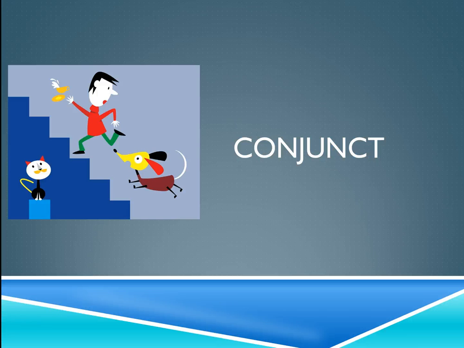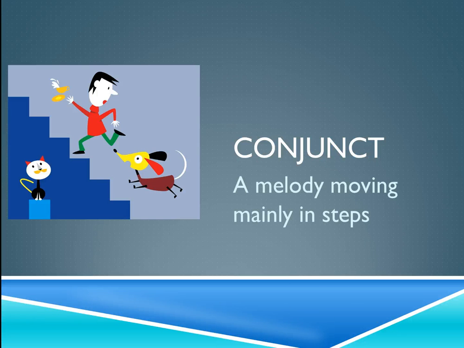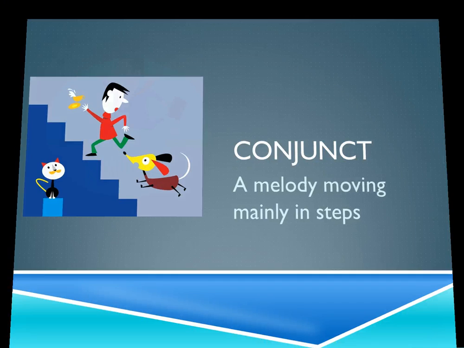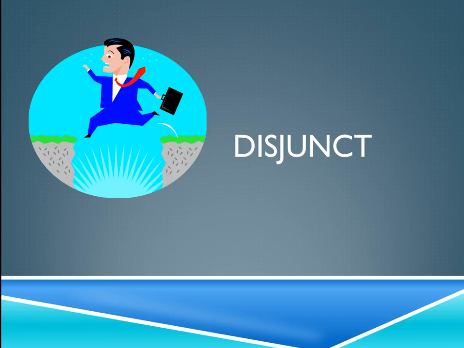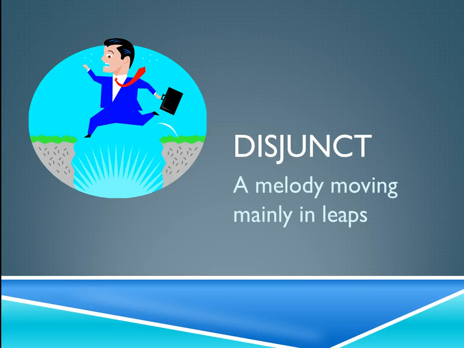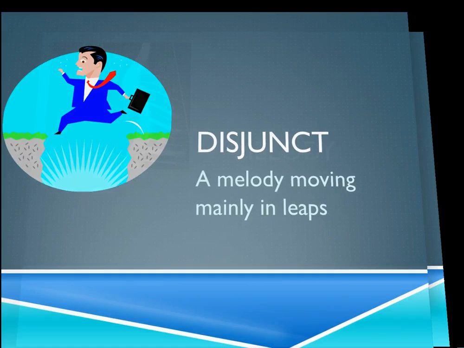Conjunct. A conjunct melody is a melody that moves in steps. In other words, that's why we've got the little staircase there. La la la la la la la la la la is a conjunct melody, whereas the opposite would be a disjunct melody. It's a melody that moves in leaps. So la la la la la la la la la is a disjunct melody because it's moving in leaps as opposed to steps.